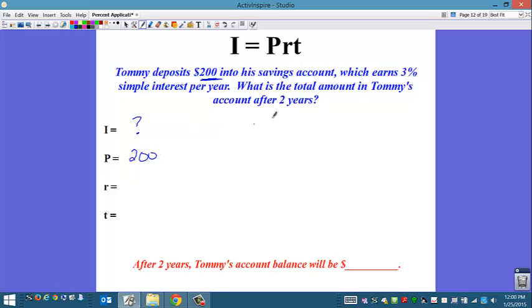The rate is your percent. It's 3%, so the rate is 3%. And we need to convert that to a decimal, so you can do your decimal point and you get 3/100. Then your time is the number of years. We're told 2 years. So our time is 2. Now that we've listed our information, we can plug it all into our formula. So I is going to equal the principal, which is 200, times the rate in decimal form, which is 3/100, times your time, which is 2.